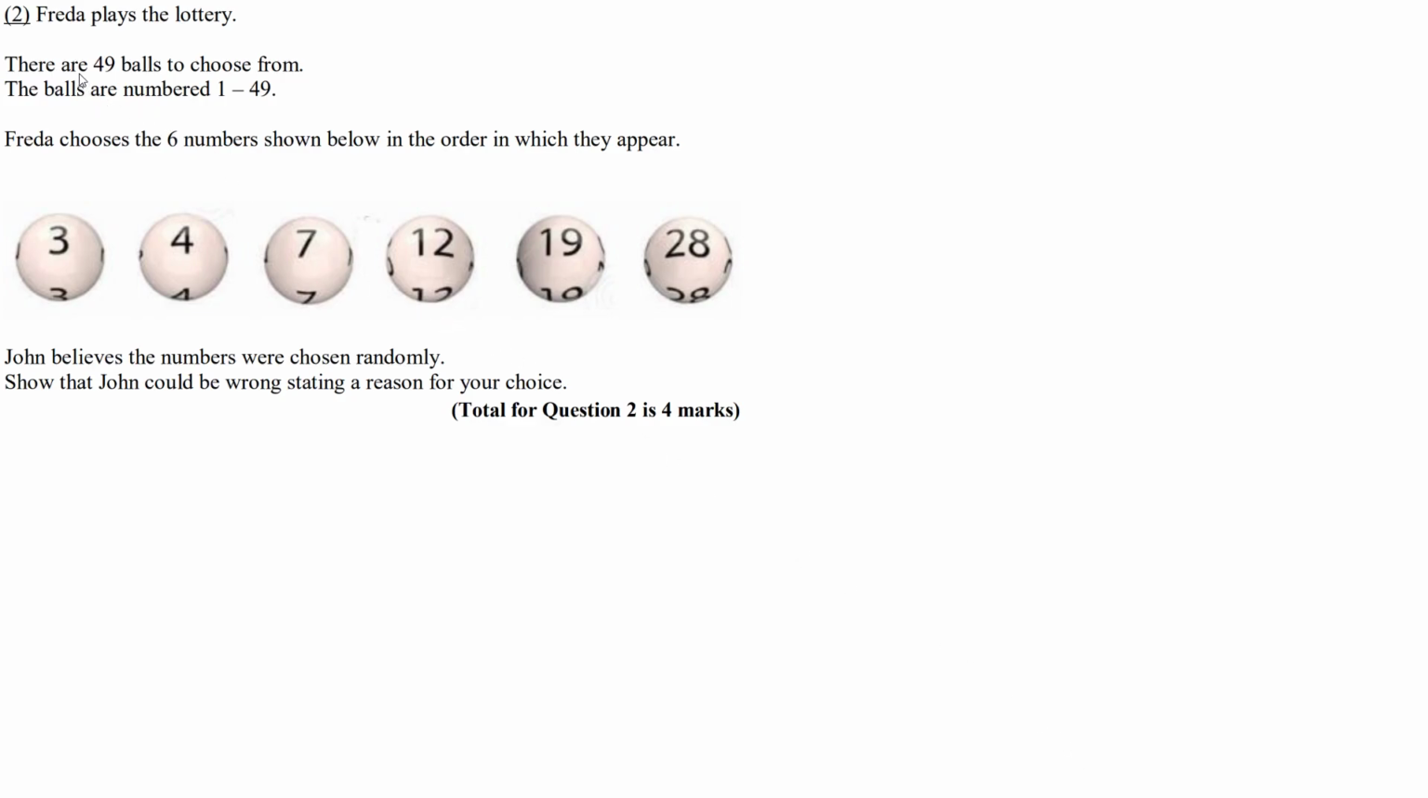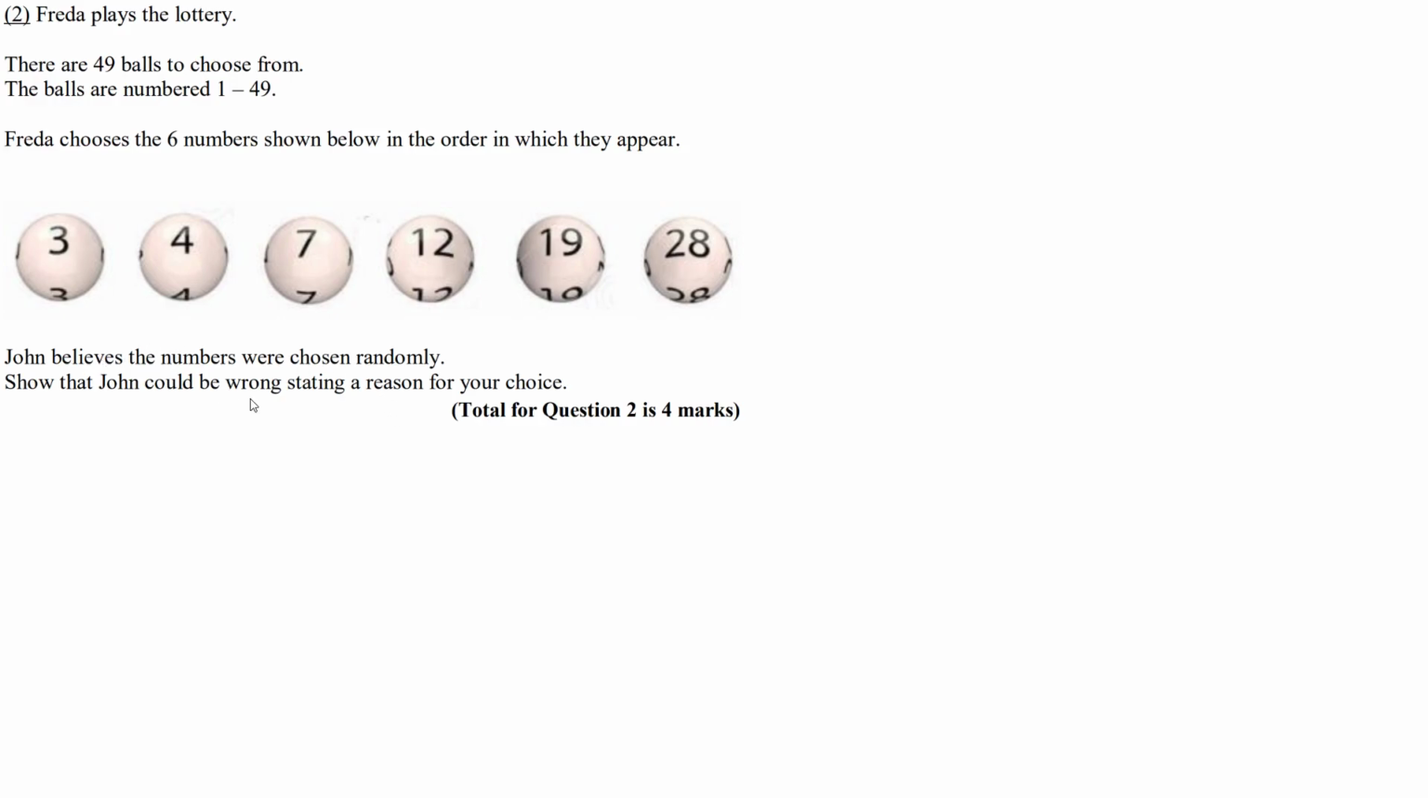Question 2. Freddy plays the lottery. There are 49 balls to choose from. The balls are numbered 1 to 49. Freddy chooses the 6 numbers shown below in the order in which they appear. You've got this sequence of numbers. John believes the numbers were chosen randomly. Show that John could be wrong, stating a reason for your choice.